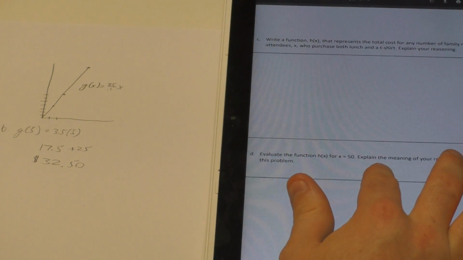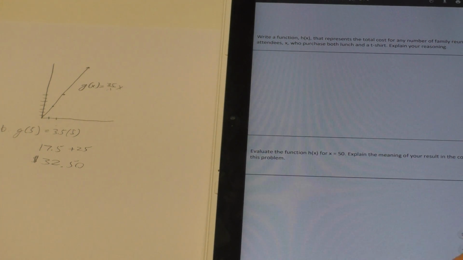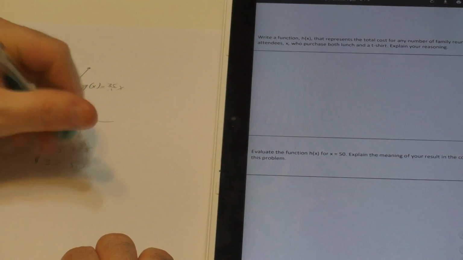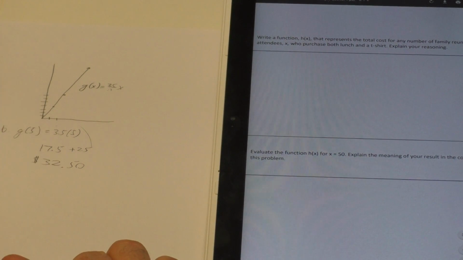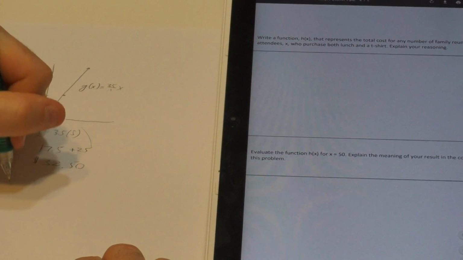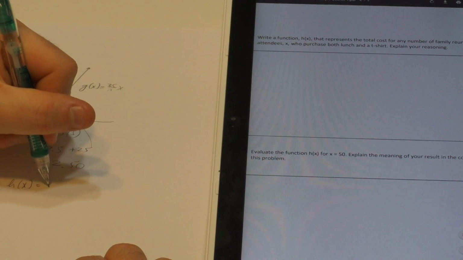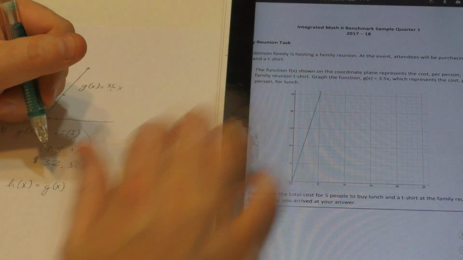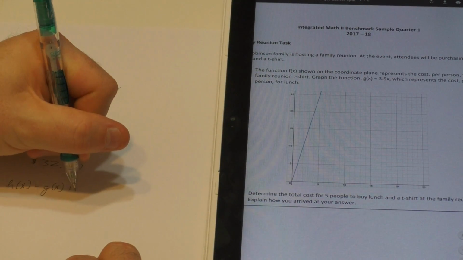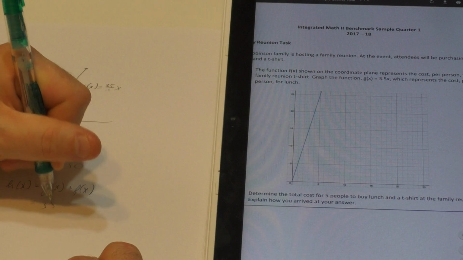It says write a function h of x that represents the total cost for any number of family reunion attendees x who purchased both a lunch and a t-shirt. Explain your reasoning. Of course here I didn't explain my reasoning, but I'd expect you to write something down explaining your reasoning in a brief sentence. I'm just doing this quickly for you. So h of x is just going to be your cost for lunch, which is g of x, plus the t-shirt, which they called f of x. We already know g of x is 3.5x.